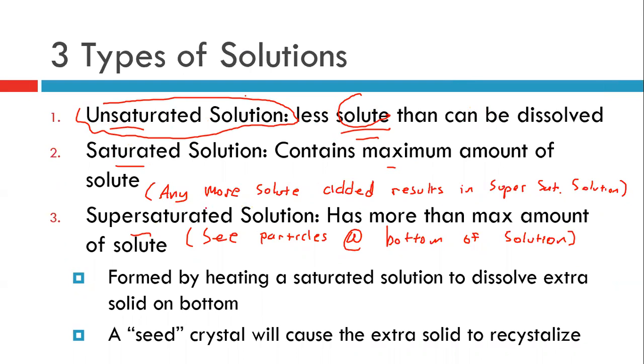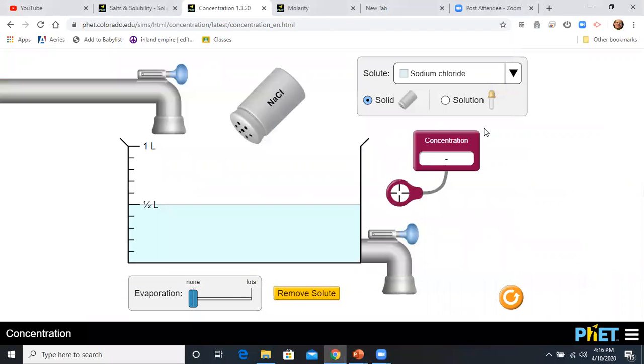The key thing that I have added here is that any more solute added is going to result in a supersaturated solution. Supersaturated is where there's more than the maximum amount, and you're going to actually see particles at the bottom. But if you heat the solution, you can turn a supersaturated solution back into a homogeneous mixture. A lot of the soda that you drink, for example, is actually a supersaturated solution. So let me show you the simulation that goes along with this.